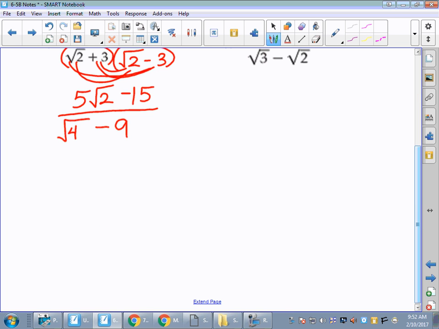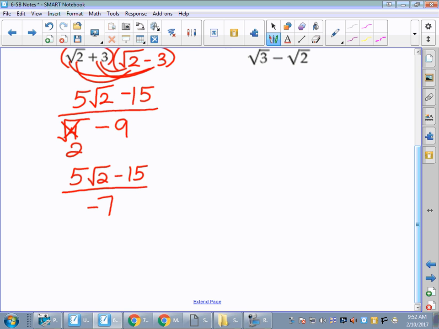So now we just got to clean up. The top stays just 5 root 2 minus 15. You can't put those together because 15 doesn't have any root 2's. And then in the bottom, I've got the square root of 4 becomes 2. So 2 minus 9 is negative 7.